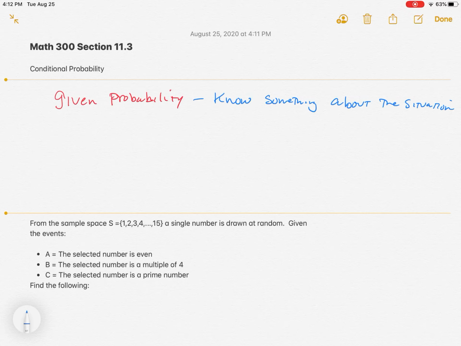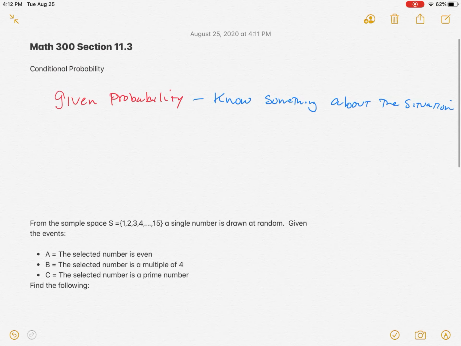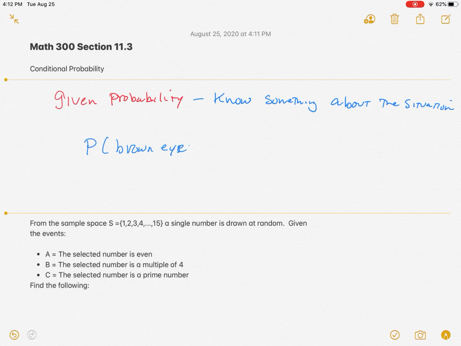An example of conditional probability would be something like this. Find the probability that a randomly selected student from our class has brown eyes given that they are female. It's that last part that puts a condition on it. Remember I said, given that they are female. The probability that they had brown eyes given they were female.